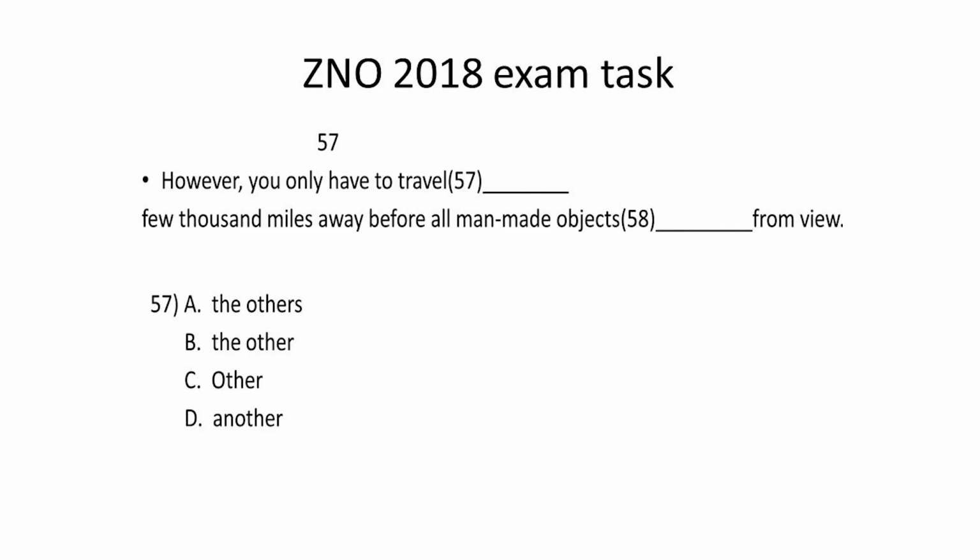Okay, let's look through the options. You have the same sentence, but now you can see the options. What about the first gap? Let's try to discuss them one by one: the others, the other, and another.